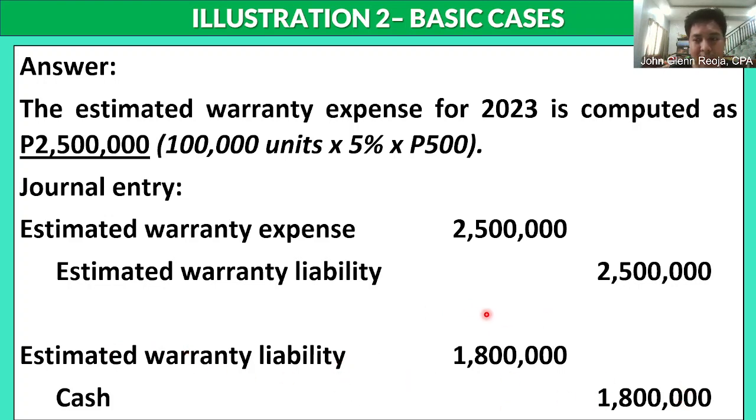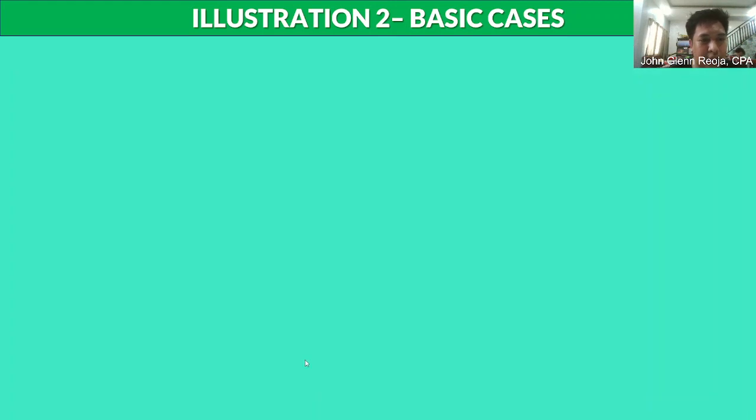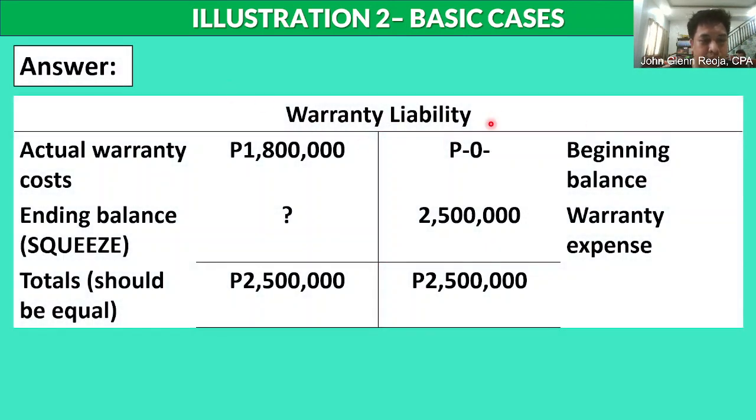So, how much is the ending balance of our liability account? The answer for letter A is 2.5. For the warranty expense and warranty liability, let's make a T account. The beginning balance is 0. Then we credit 2.5. Warranty expense is a debit, then we credit warranty liability for 2.5. Then, for the actual payment of the warranty liability, we debit warranty liability and we credit cash.